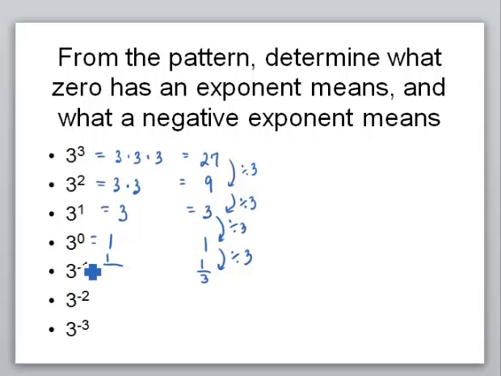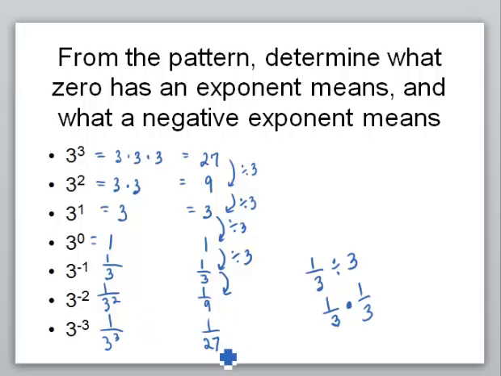So really what negatives do is they don't make the number negative, they put the number on the bottom of a fraction. So we'll do it again. 1/3 divided by 3 is like saying 1/3 times the reciprocal 1/3. So that would be 1/9. Well, that is really 1 over 3 squared, like I said, this says move it to the bottom of the fraction. And this last one then would be 1 over 3 cubed, or 1/27.